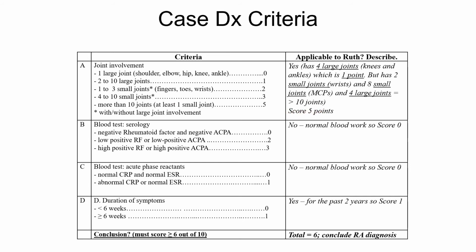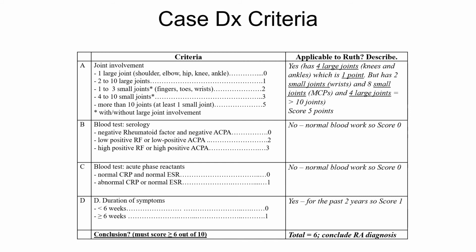Keep in mind, if you had 1 large joint, a knee or an ankle, that's really not going to give you many points. 2 to 10 large joints would only give you 1. This is rheumatoid arthritis. We consider that more likely to be present in the smaller joints overall, which is why we highlighted that yes, it has 4 large joints, which would be 1 point, but we have 2 small joints in the wrist, 8 small joints in the MCPs, so that's significant enough where there are more than 10 joints, and that's why we have 5 here.